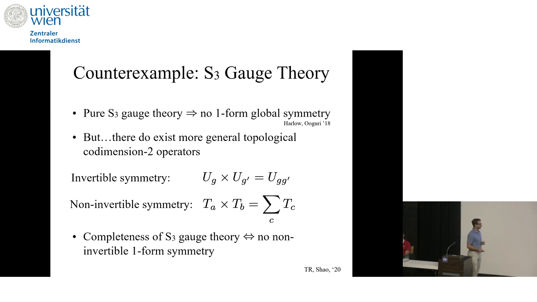And they don't fuse according to the group multiplication law, but according to a slightly more complicated fusion algebra, in which 2 operators can fuse to a sum of additional operators. And relatedly, most of the operators do not have inverses. This is a hallmark of what, in recent literature, has been deemed a non-invertible symmetry. It's characterized by the presence of topological operators, but they obey this more complicated fusion algebra. And so the correct modification of the standard law in the case of S3 gauge theory is that completeness is equivalent to the absence of a non-invertible one-form symmetry.